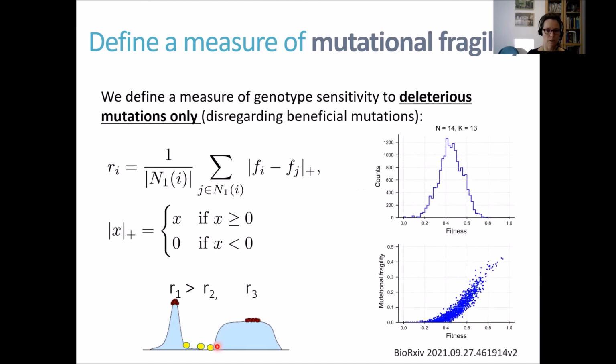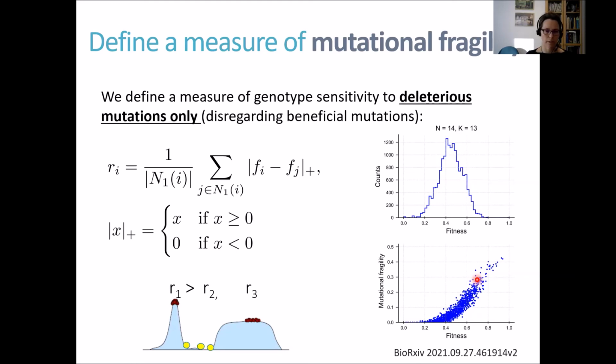To get an intuition of how this measure behaves, we simulated a landscape using the NK model. This is the distribution of the fitness values here. And here we plot the fragility against fitness of all the genotypes in this simulated landscape. And indeed, we see that for the low fitness genotypes, there is a low fragility. Their single mutants are beneficial. Somewhere in the midpoint, it starts to rise. And the most fragile ones are those that have a high fitness, as we expected.